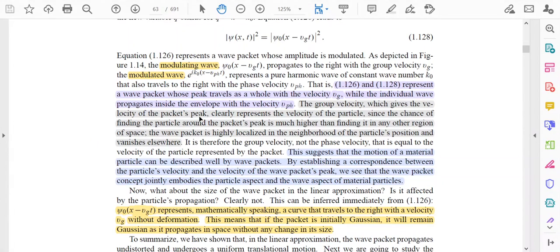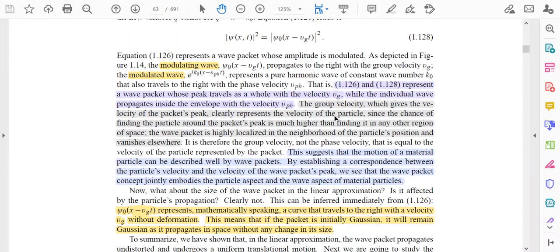We have just described the figure in figure 1.14. So you see there is an envelope in the figure, which is the dotted curve, and the velocity of the packet's peak clearly represents the velocity of the particle. I am repeating the sentence again. This is very important, that we have just described that there is a wave packet, the dotted curve. That is the envelope actually, or that is the peak of the curve.